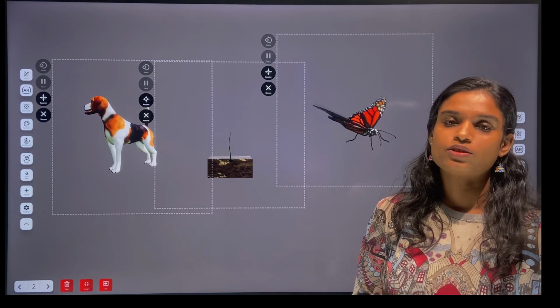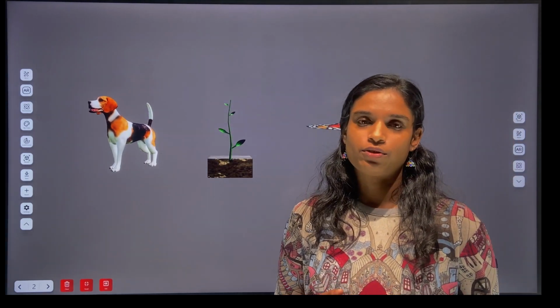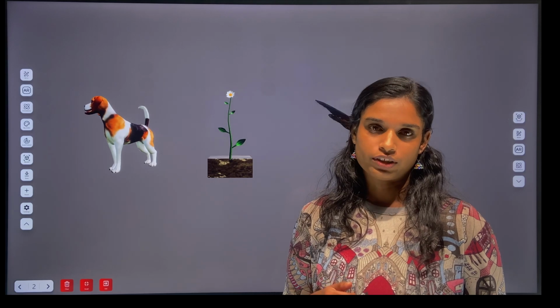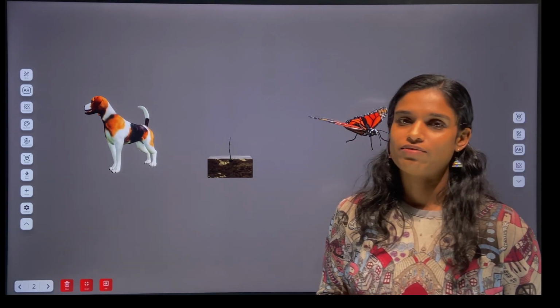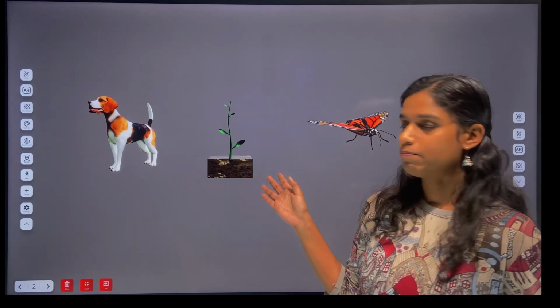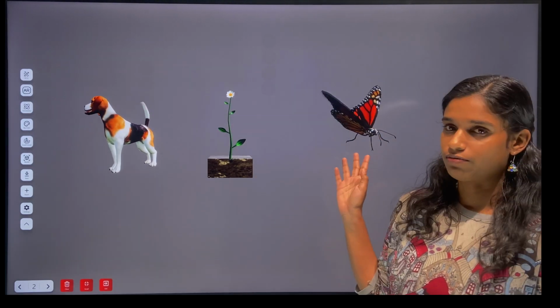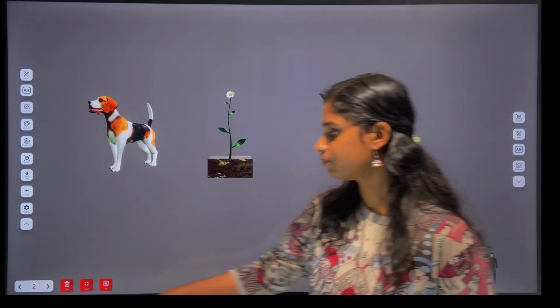Look at this. These all are living things. Living things can grow, need air and water, and they can move. Look at the dog. It can move and wag its tail. And the plant, it grows, and the butterfly, it can fly beautifully.